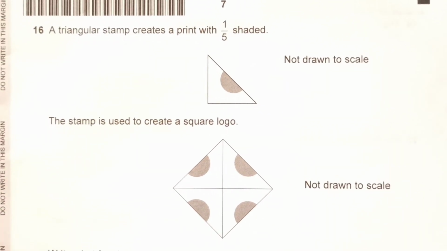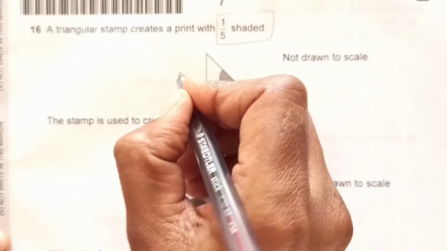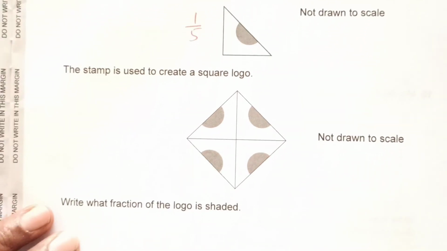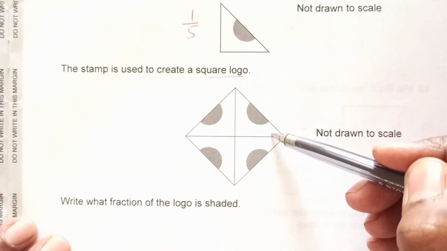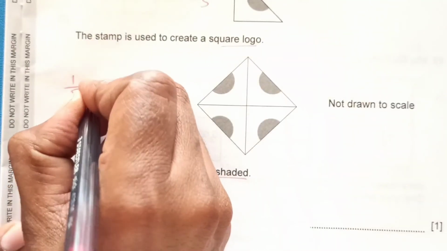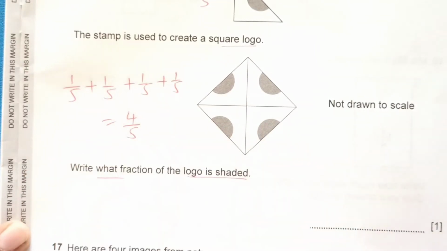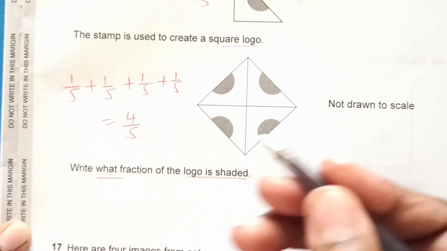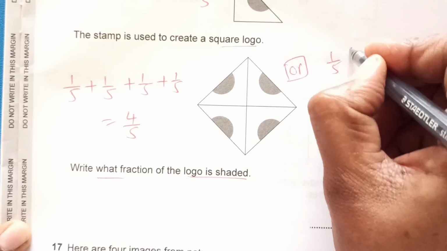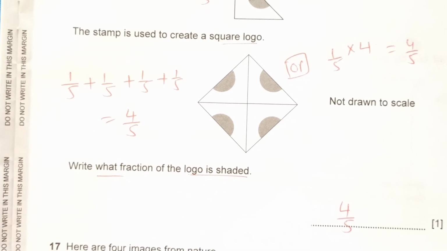Question 16. A triangular stamp creates a print with 1 over 5 shaded. So 1 over 5 is shaded in this shape. The stamp is used to create a square logo. So you can see there are 4 such triangles used. So the question is, write what fraction of the logo is shaded. So we have 1 over 5 here, plus 1 over 5, plus 1 over 5, plus 1 over 5. So this is 4 over 5. Or the other way is 1 over 5 times 4. 4 times 1 is 4. It will give you 4 over 5.